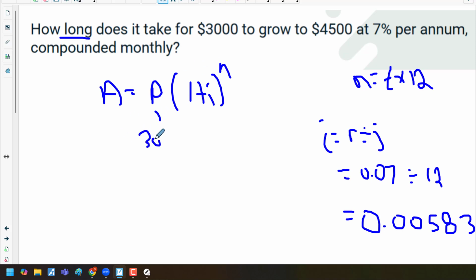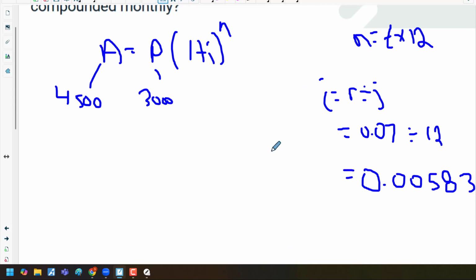3,000. My future amount is 4,500. All right. So we have all the numbers. Let's solve for t. This is going to be very, very difficult, for some of you, I guess I should say.